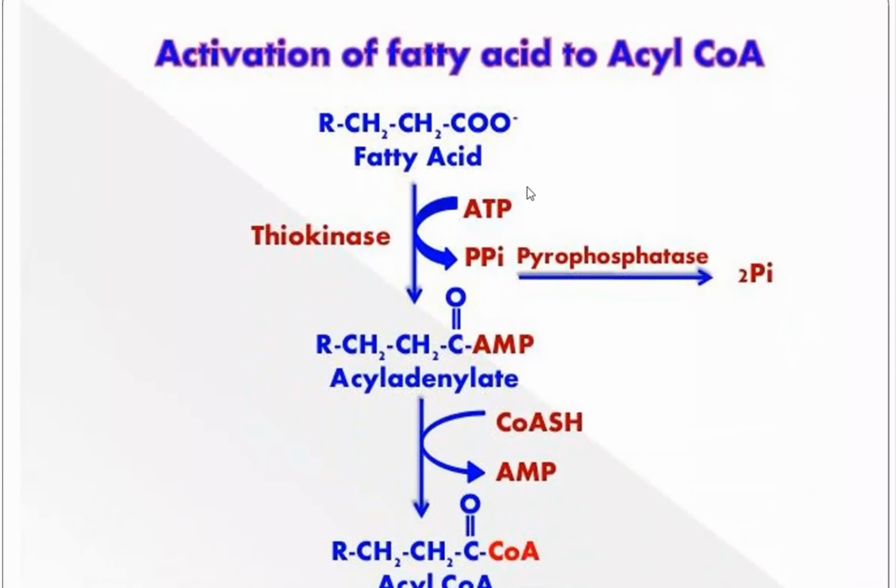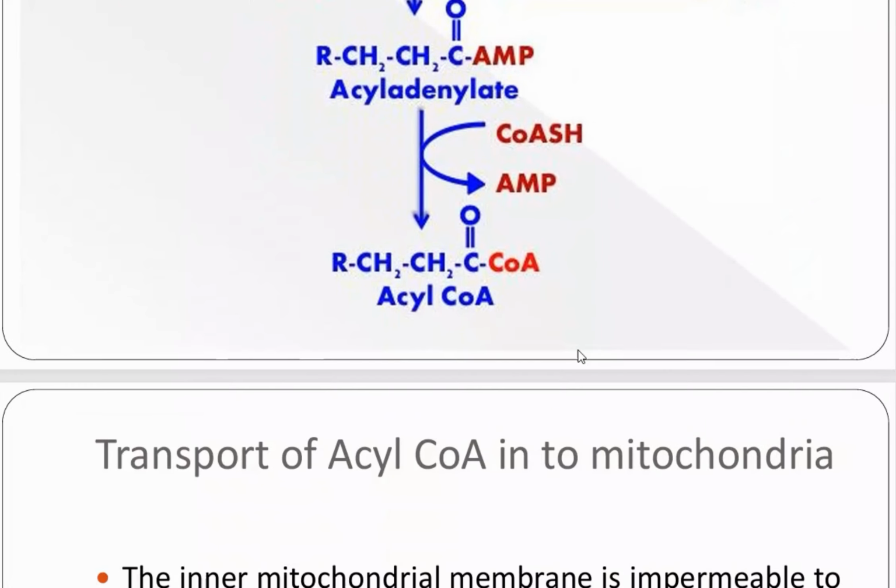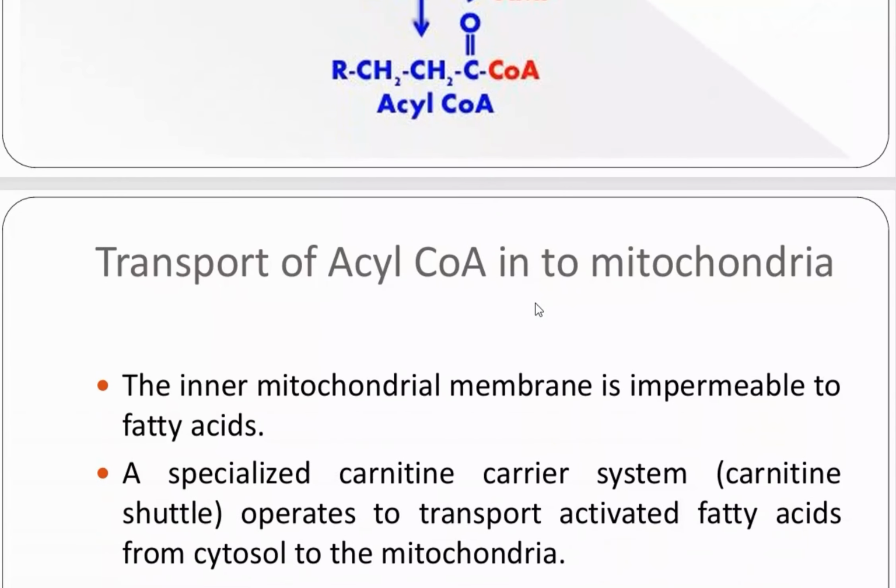How is it formed? The fatty acid, with the help of thiokinase enzyme and ATP, is converted to form acyl adenylate. Then acyl adenylate, with the help of CoASH, is converted to form Acyl-CoA. Now after forming the Acyl-CoA, it is transported into the mitochondria. How it can be transported into the mitochondria, we will discuss now.